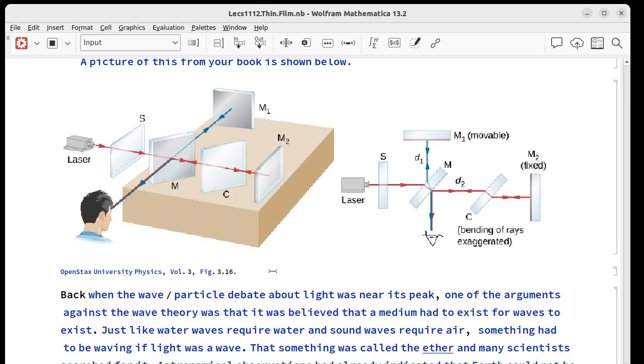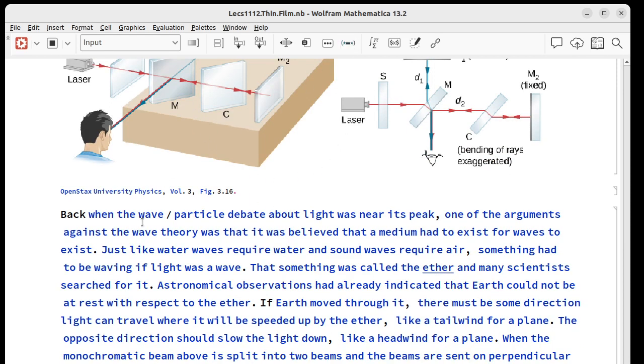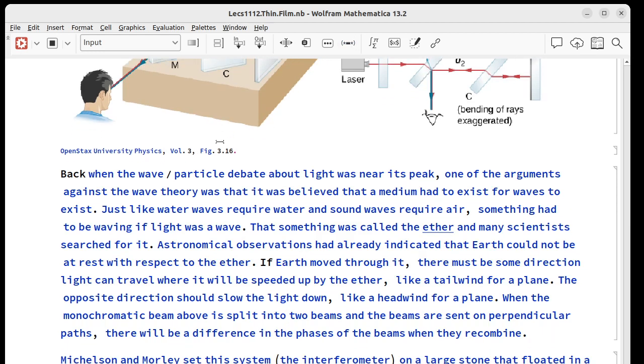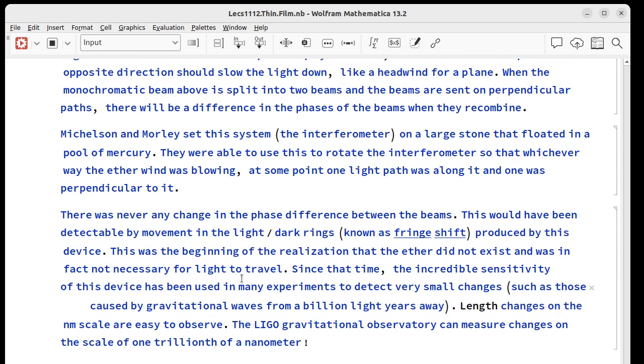So Michelson and Morley built this thing, set it on a giant stone, and floated it in a pool of mercury. They were then able to rotate this all around and see, is there any ether wind blowing through this setup? And what they found was nothing. They couldn't see anything. At no point was the light faster in this direction than that direction. What they would have seen is something called a fringe shift, where those light and dark bands would have moved. When they realized that they couldn't see this, they began to figure out the ether didn't really exist and light just doesn't need anything to wave in.